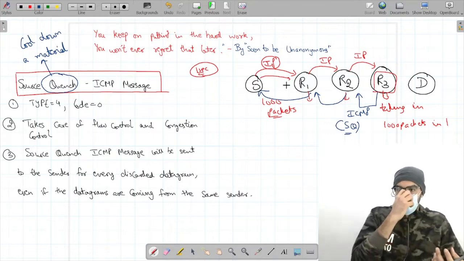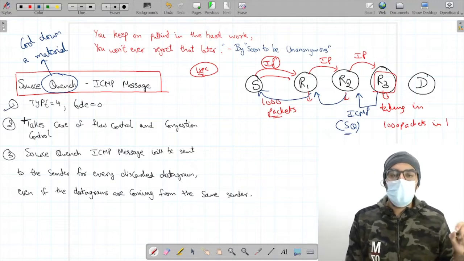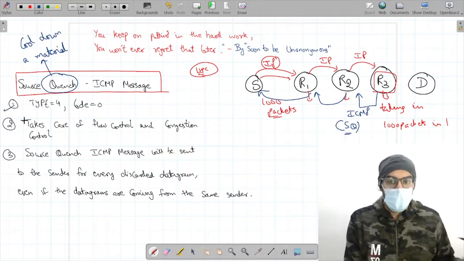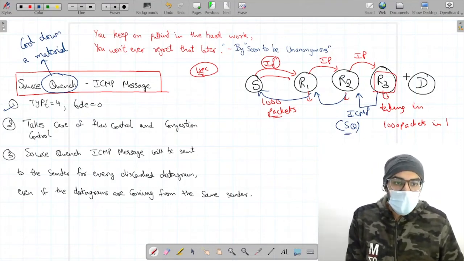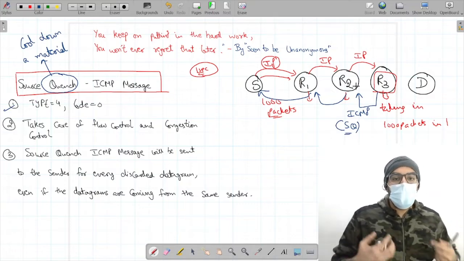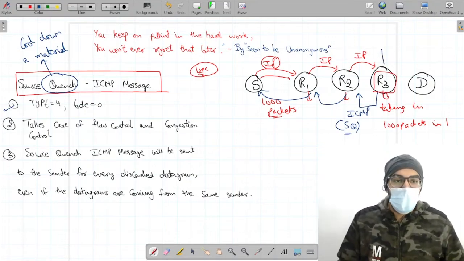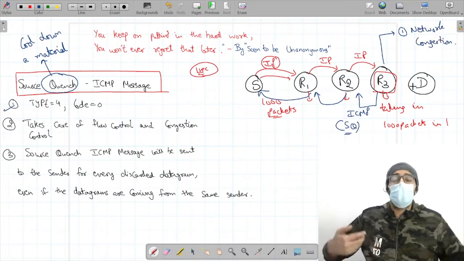There are certain points that I would like you to remember. The first point is that the type number of the source quench message is 4 and the code is 0. Since router R3 is not able to take in 1,000 packets in 1 second, there can be n number of reasons for that. One of the reasons could be network congestion.